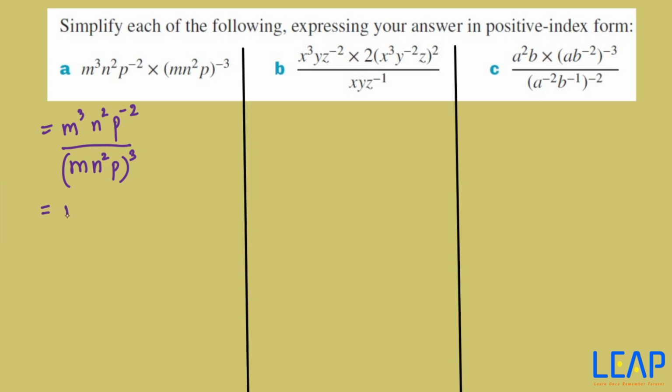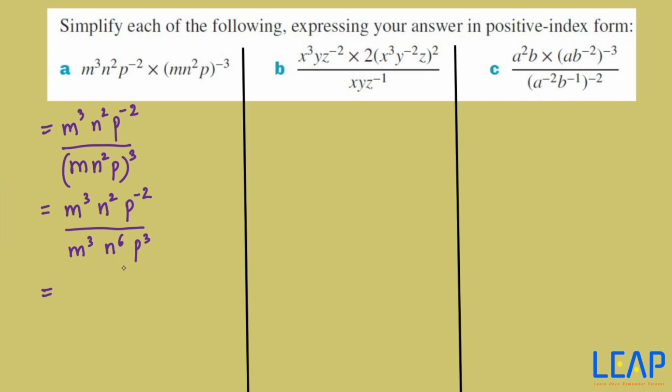Now that makes it m cubed n squared p to the power of negative 2 over, bring down the exponents for each and every variable. So m cubed, that will be m cubed, n squared raised to 3. That means power of power rule, 2 times 3 is 6, so n to the power of 6. Then p to the power of 3 is p to the power of 3. That's it. Now you can see all these have same bases up and down, right?